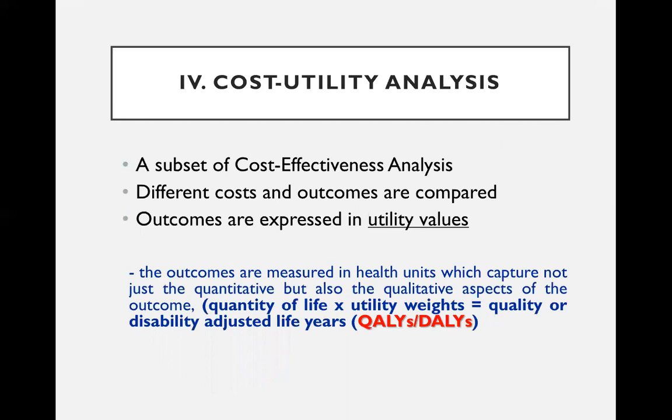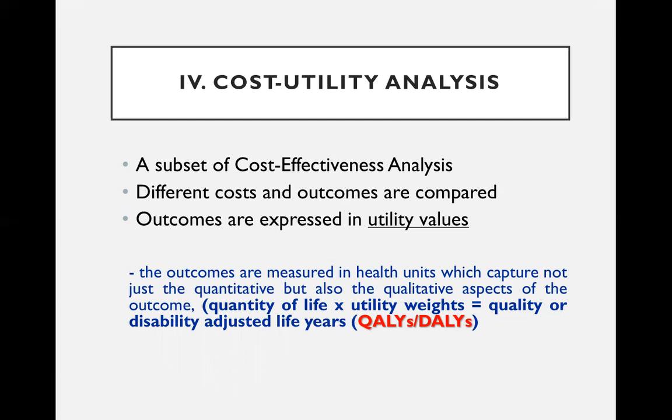Next is cost utility analysis. Cost utility analysis is a subset of your cost effectiveness analysis. It also looks at different costs and outcomes, and you compare these costs and outcomes. However, the main difference between cost utility analysis and cost effectiveness analysis is that cost utility analysis looks at utility values. The outcomes are measured in utility values. What are these utility values again? Remember, we defined utility as the happiness or the satisfaction a person obtains from using a certain health service.